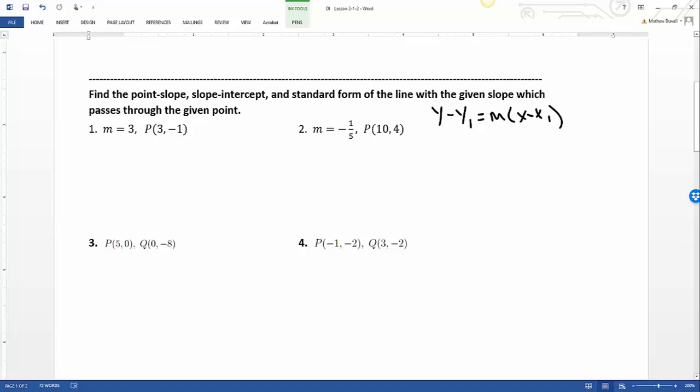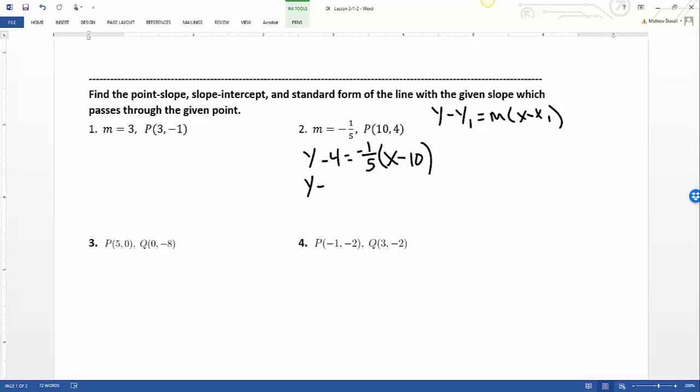So I have both a point and a slope, so I can plug everything in. So y minus y1 equals my m times x minus x1. And so we get y, so that's it. That's going to be my point slope form.